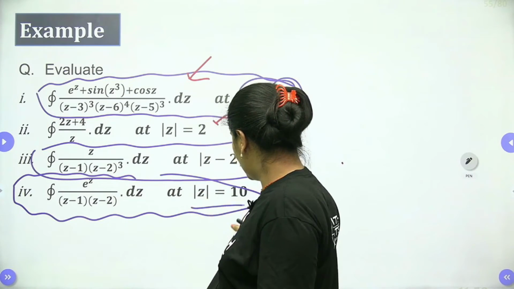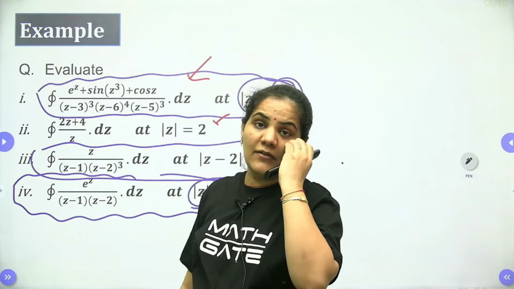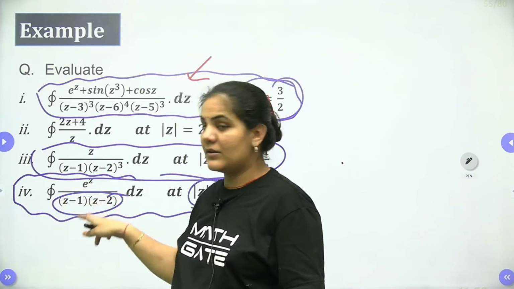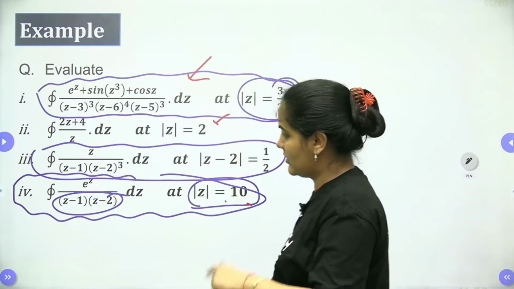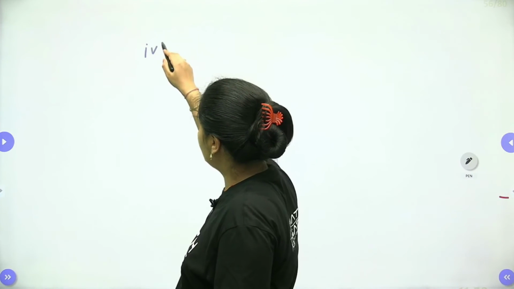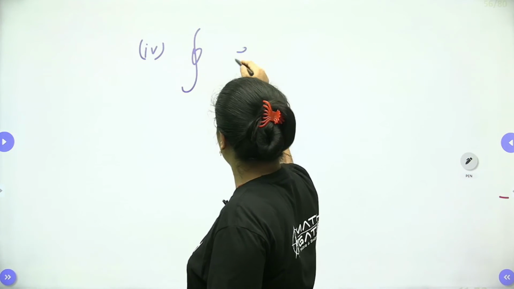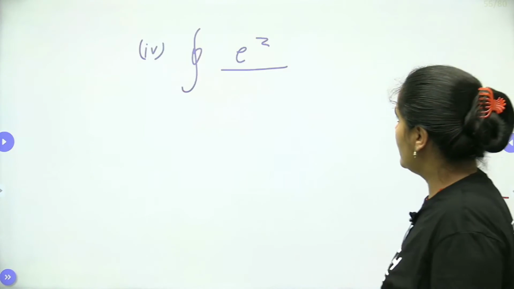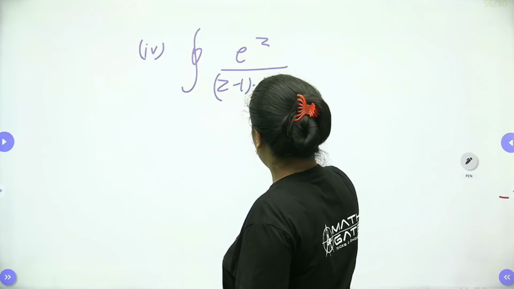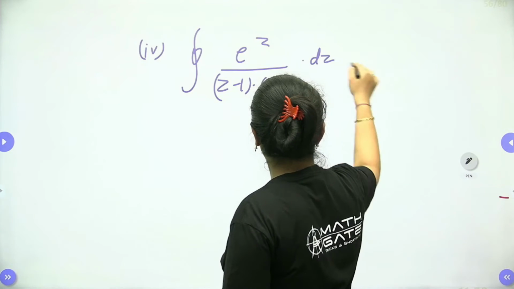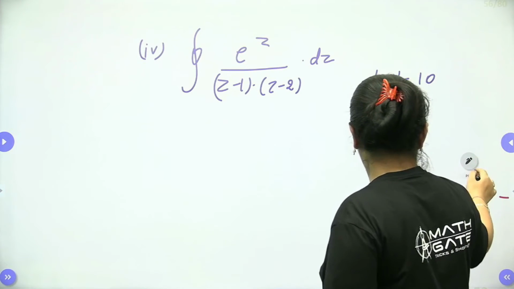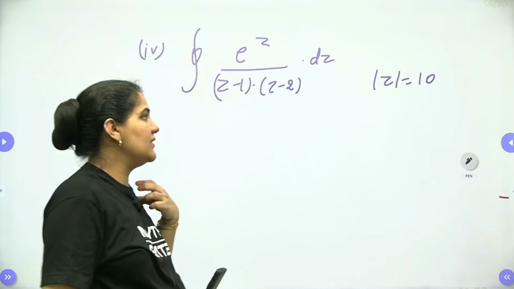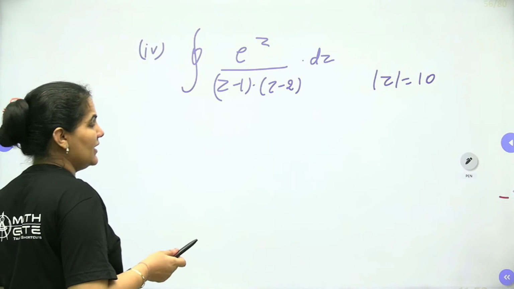Now here when we approach, we can easily see mod z is equal to 10. It means the range is minus 10 to 10, so all the poles are inside the closed curve. Let me show you. The question is the integral of e to the power z by (z minus 1)(z minus 2) dz, and the closed curve is mod z equals 10. Now how will we approach this one? Just look here. Mod z is equal to 10.